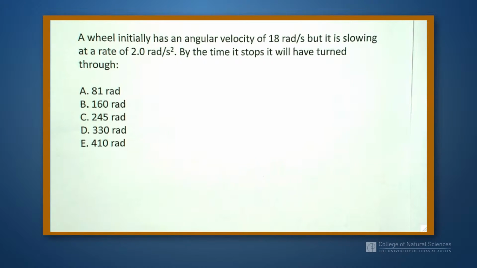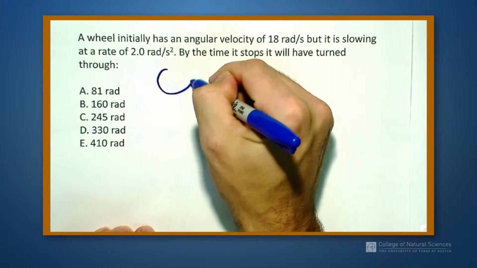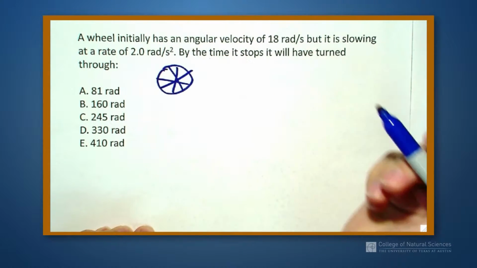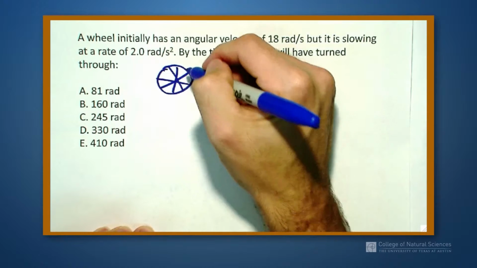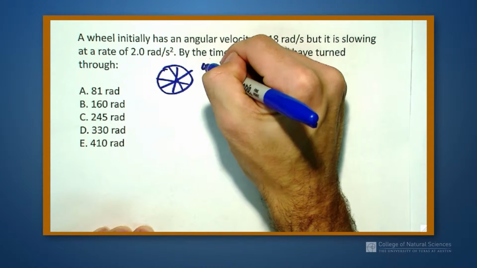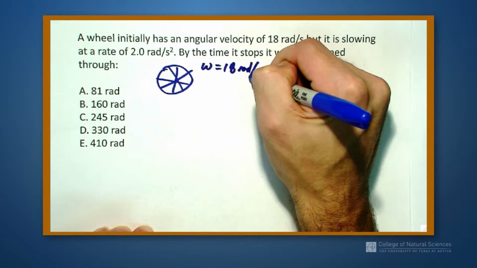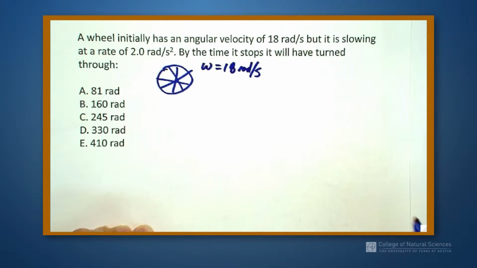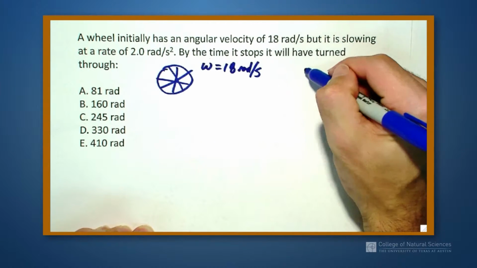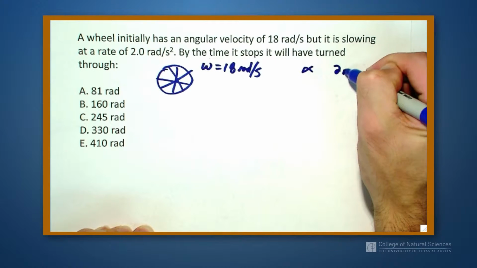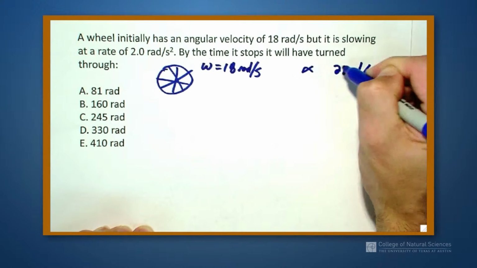So let's take a look at this problem together. It says that we have a wheel that has an angular velocity of 18 radians per second. And it's slowing down at a rate of 2 radians per second squared.